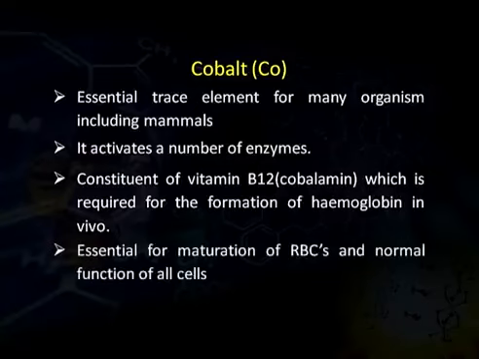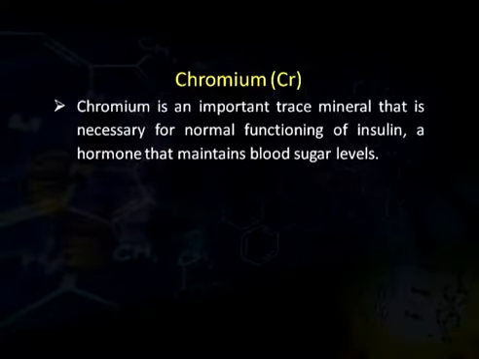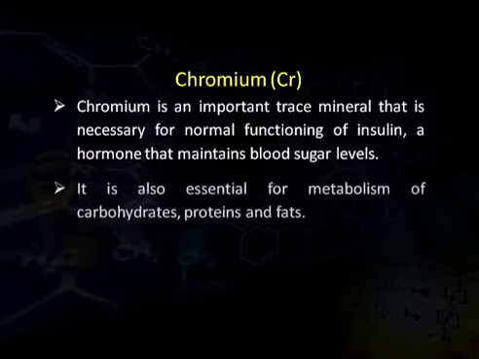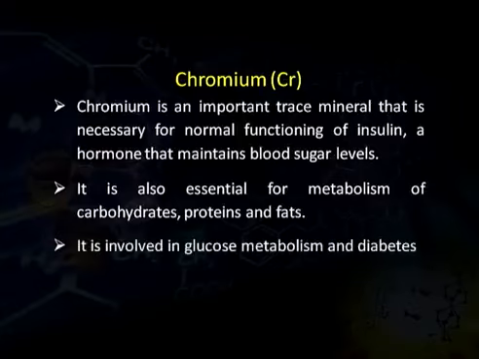Essential for maturation of red blood corpuscles and normal function of all cells. Next element is chromium, which is also an ultra trace element. Chromium is an important trace element that is necessary for normal functioning of insulin, which is a hormone that maintains blood sugar levels. It is also essential for metabolism of carbohydrates, proteins and fats.